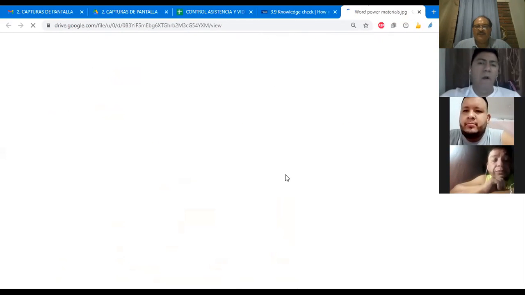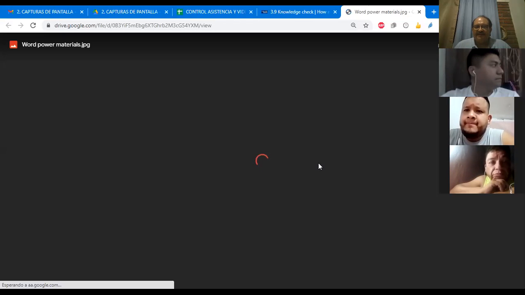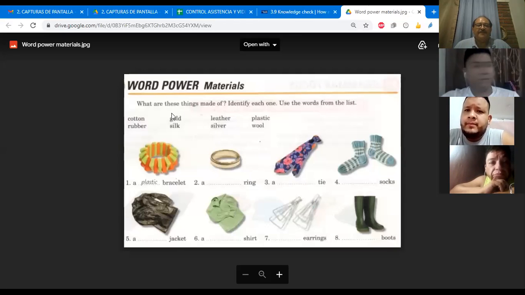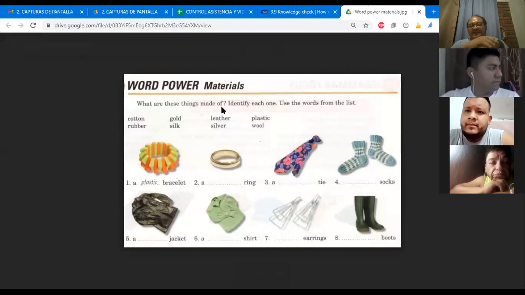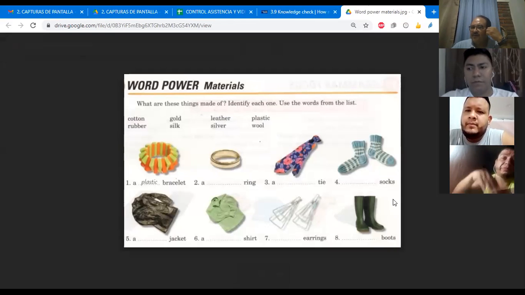Good. Now let's look at the pictures, the images that we have. What are these things made of? The question can change, right? Here it is in general, what are these things made of? You can say, for example, what is your shirt made of? What is your house made of? A more specific, more personal question. What are your earphones made of? What are your glasses made of?